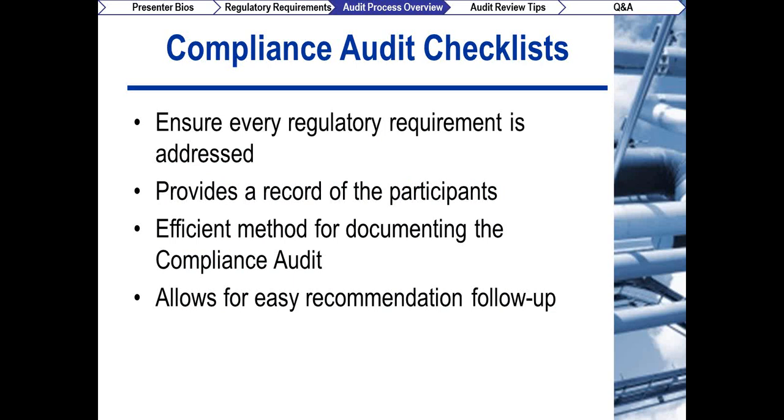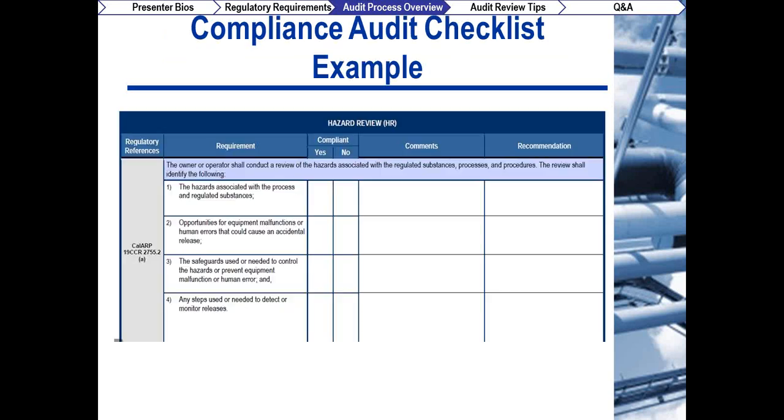For the compliance audit check sheet, you want to ensure that it meets all of the regulatory requirements and it provides a record of the participants who are participating in the compliance audit. You want to have a method that's efficient and works for your system and allows for easy recommendation follow-up. We've provided an example of what we use here at RMP, and we'll walk through the various checklist items. So first, you have the regulatory citation. This references where in the regulations you are looking at the inspection item and can be helpful looking forward.